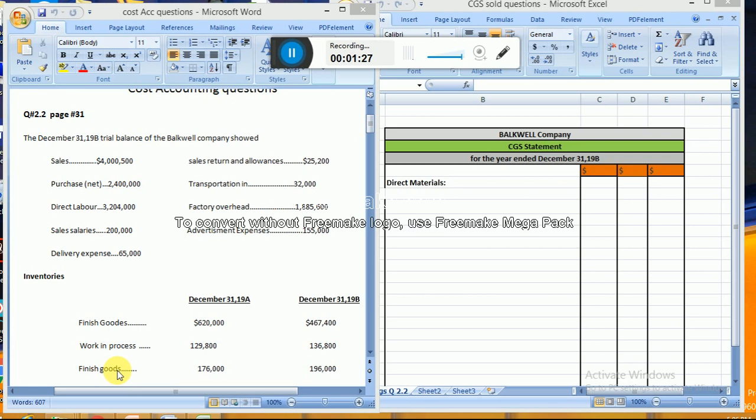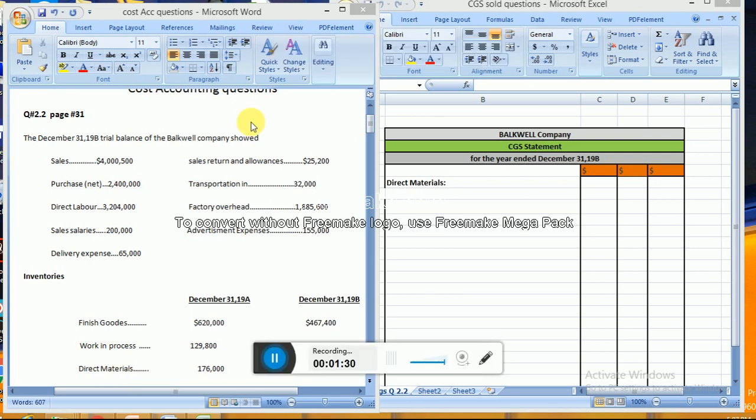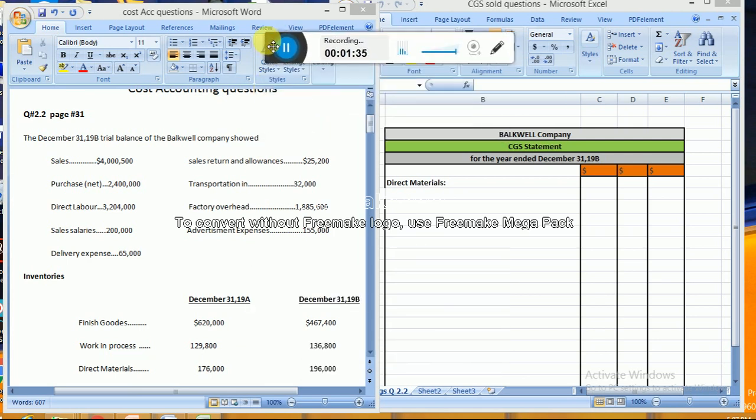These are the direct materials, work in process inventories, and finished goods inventory of December 31st, 19A and 19B, the years that are given. Our current year is 19B and our previous year is 19A. A and B are just variable notations, like 1997 and 1998. You can take it like this.